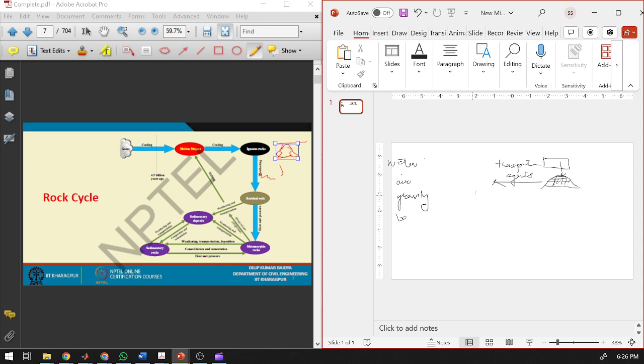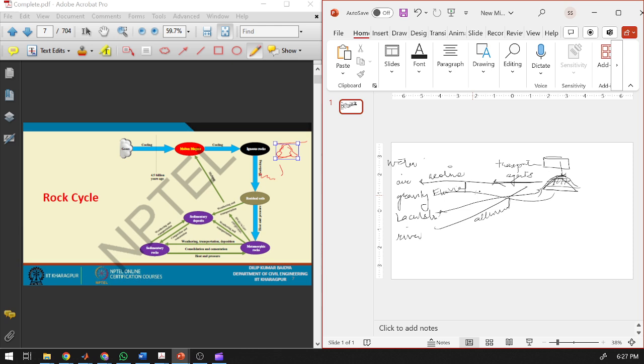We can have lacustrine deposits. If this residual soil is transported through air, we get aeolian deposits. If it is transported through river, we get alluvial deposits. If it's transported within lakes, we get lacustrine deposits. If it is transported under gravity, we get fluvial deposits. Okay, now this was one kind of rock.